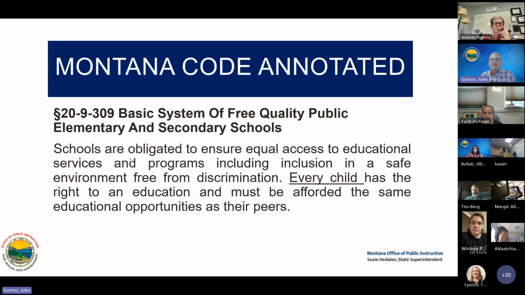In Montana, the law says basically the same thing. Every child has the right to an education and must be afforded the same opportunities as their peers. So again, that speaks to the opting-out option. It's not there. There may have been a time in the past where that might have been in play, but the opt out is not an option for students with regards to the statewide assessments.